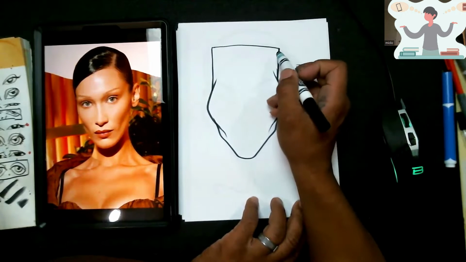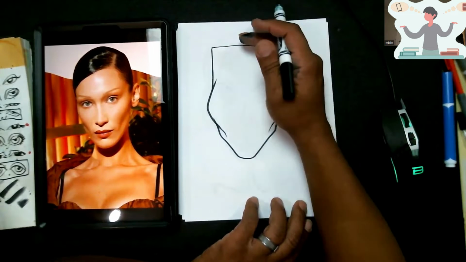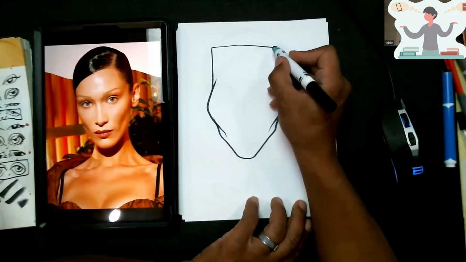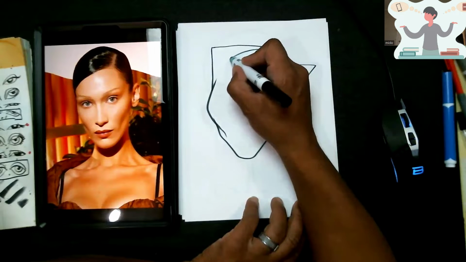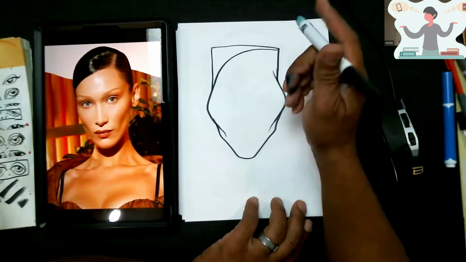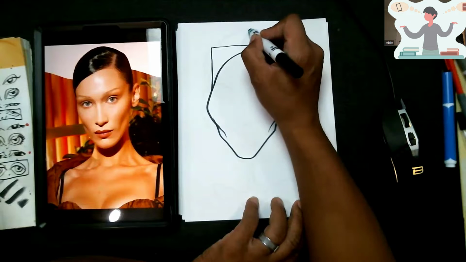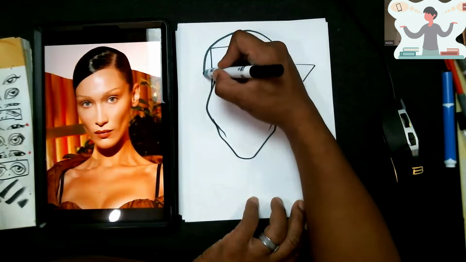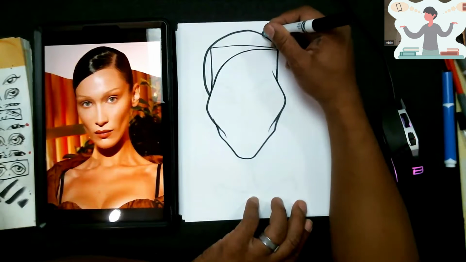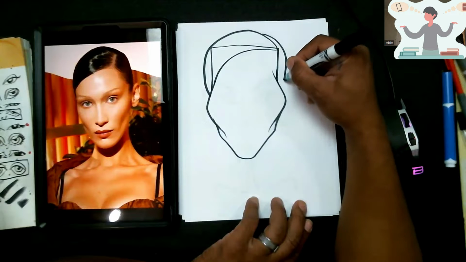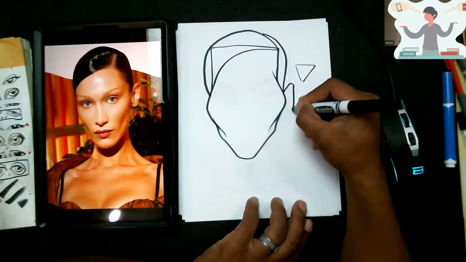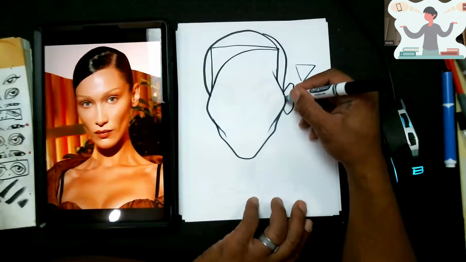Once we have our head shape, based off the definition of that shape, we can begin to see how this feeds into the cheekbone. And watch how this also feeds into the cheekbone, and this also feeds right into the cheekbone, but we can see a definite ear shape here.